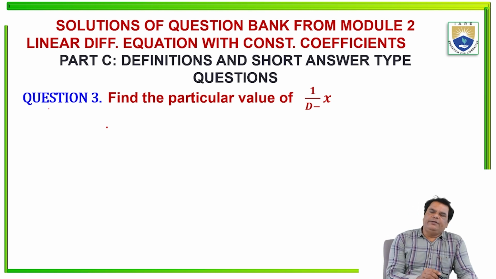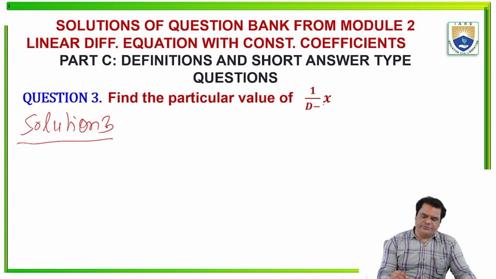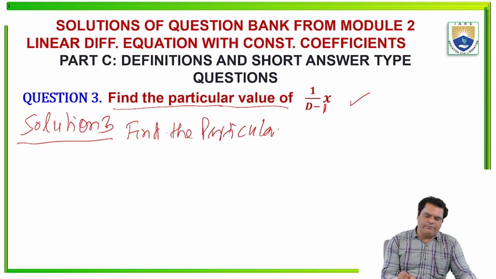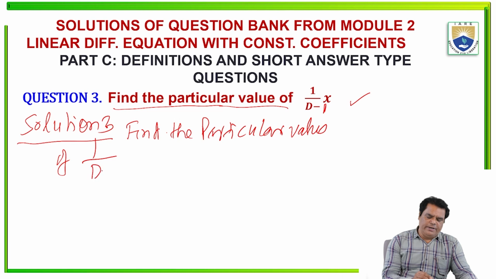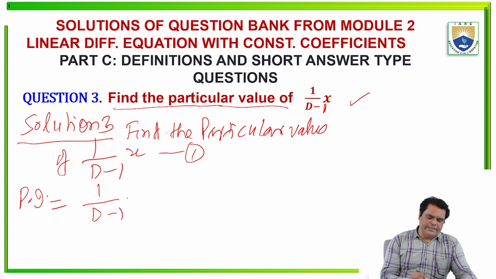Now problem 3. Here is the solution of question 3. This is a very short question. Here D minus 1, PI. Find the particular value of 1 upon D minus 1 into x. This is equation 1. Now the particular integral, PI equals 1 upon D minus 1 into x.